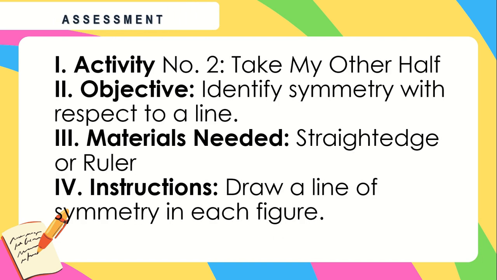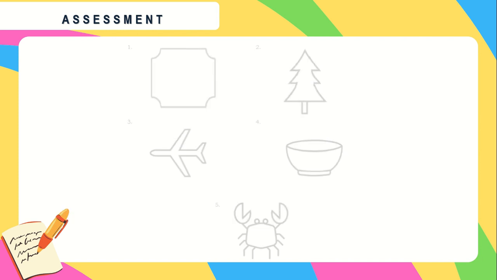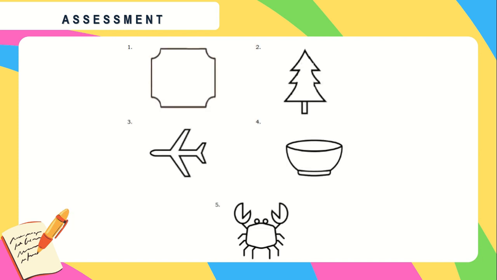Activity number 2. Take my other half. Objective, identify symmetry with respect to a line. Materials needed, a straight edge or ruler. Instructions, draw a line of symmetry in each figure. Here are the items.